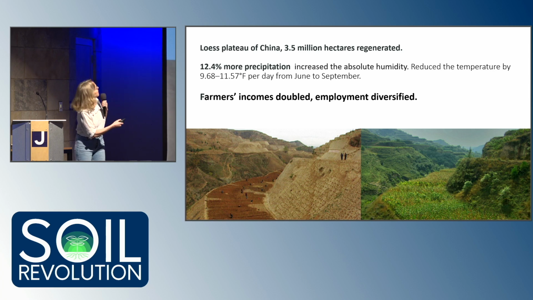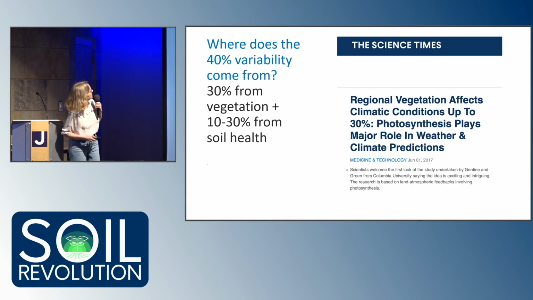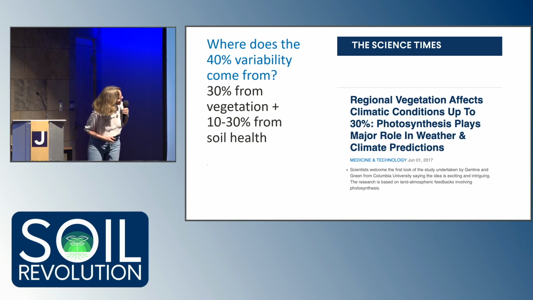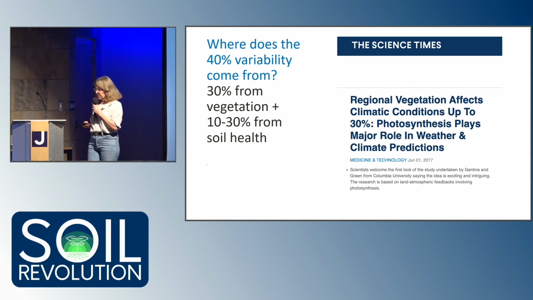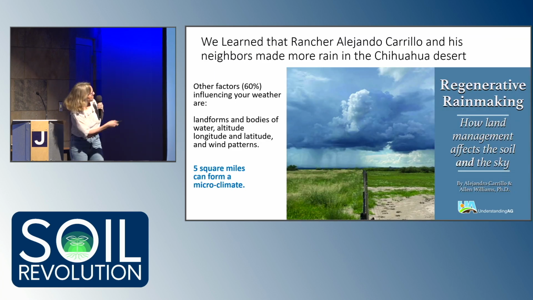Okay, so here's, and then of course you can imagine farmers' income doubled. So this is an interesting study that came out pretty recently, that regional vegetation affects climatic conditions up to 30%, right? So this comes from NASA data where they're just looking at climate, and the number one predictor is just sheerly vegetation. It's also related to soil health. So there's Alejandro's picture there, right? He said that he and his neighbors made more rain.